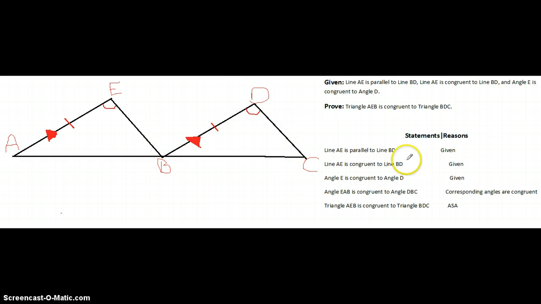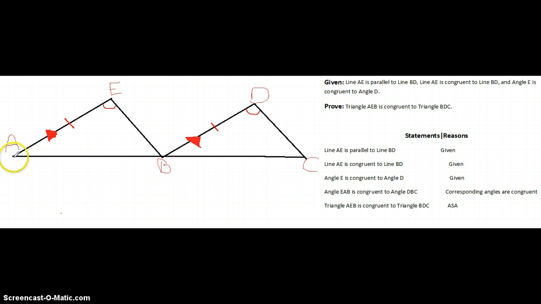So I wrote a two-column proof, and first of all, I gave the things that we were given up here, and that is that AE is parallel and congruent to line BD, and that angle E and angle D are congruent. Then I stated that angle EAB is congruent to angle BDC, and the reason I knew that is because corresponding angles are congruent, and we know that because of our earlier study in transversals and their angles.